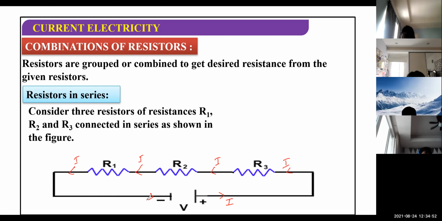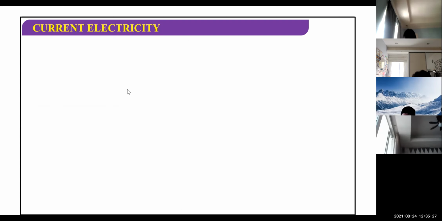So in series combination, the current I remains the same. The same current passes through each resistor. All the resistors are connected with the same wire, in a single loop. I can use different words: single loop, same path, connected one after another. So this is a series combination. First point to remember, children: in series combination, current remains the same, meaning the same current passes through each resistor.